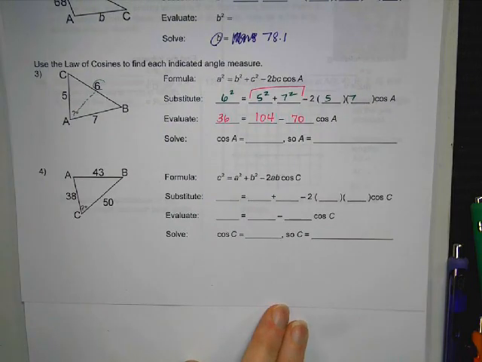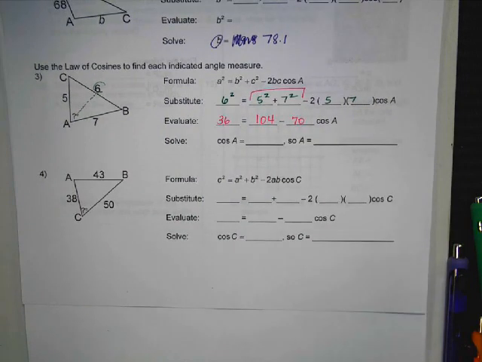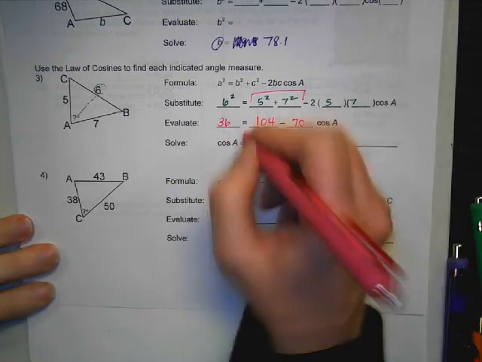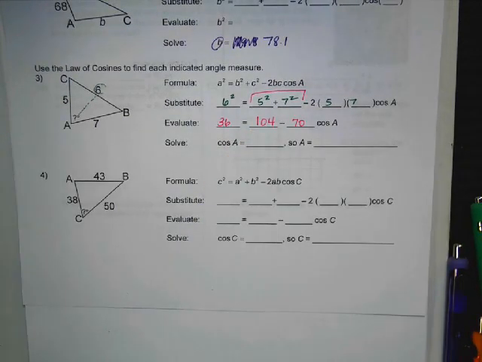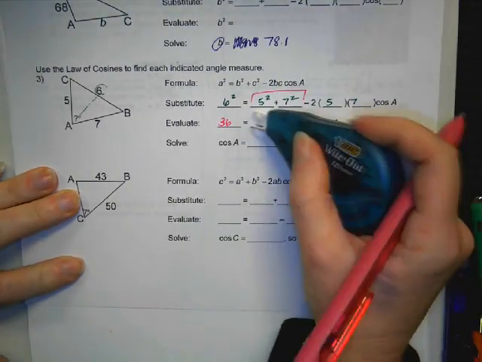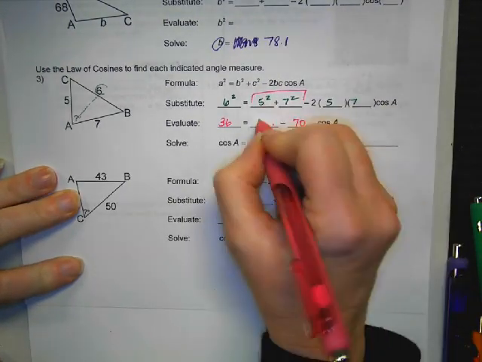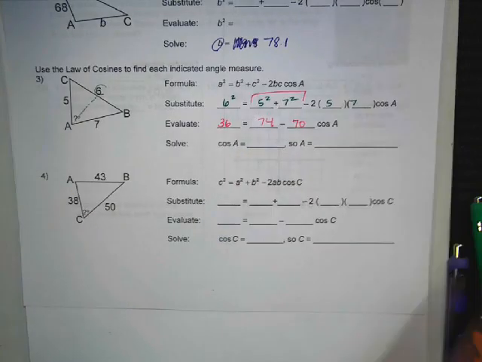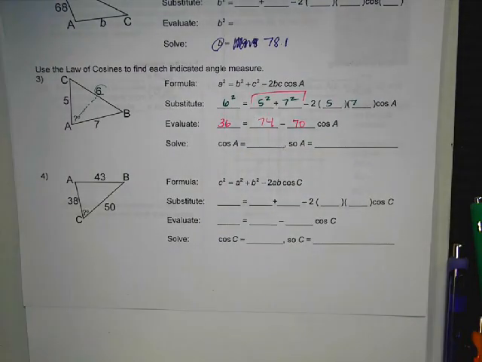Wait, pause. How'd you get 104? I don't know, 25 plus 49, I got 74. It's 74. That's my fault, guys. Wow, you're tripping, bro. I should have just done it myself. So 25 and 49. Is everybody good that far?